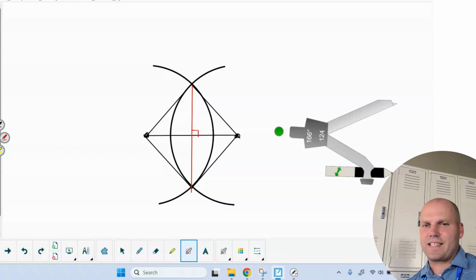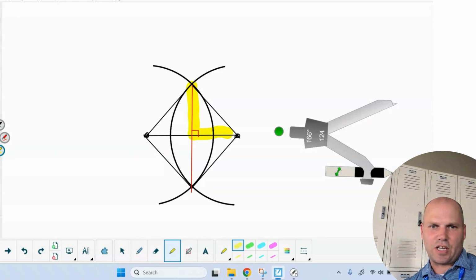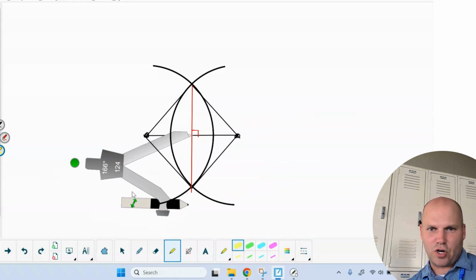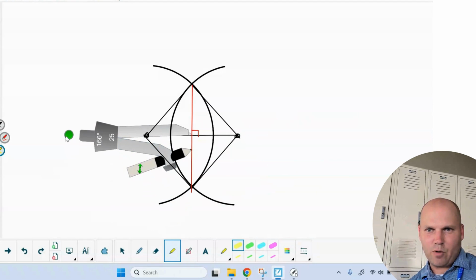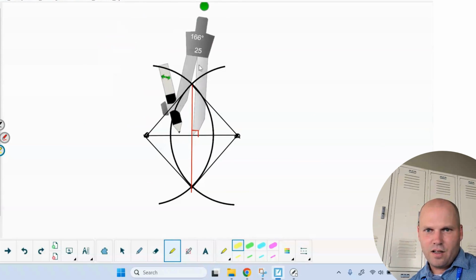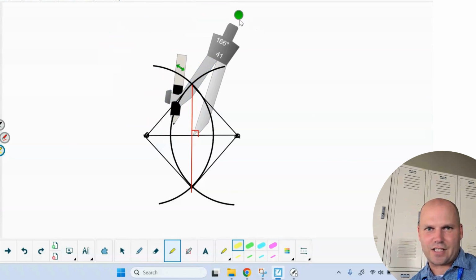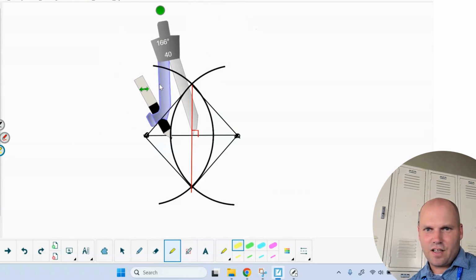Now, how do I make this an isosceles right triangle? Well, you can't assume this is isosceles. It's not. You could double check and it's not. But you know what you could do, my friends? You could just draw an arc. And when you draw an arc, I'll draw four different isosceles right triangles. Ready? Here is one isosceles right triangle.